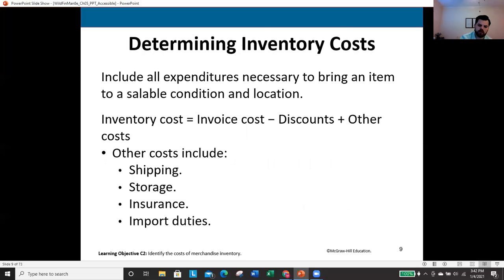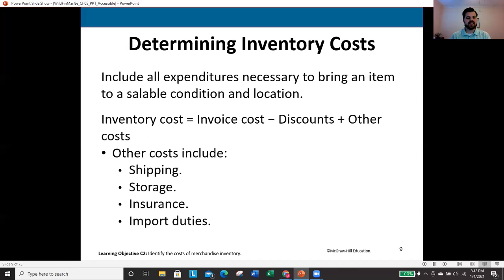Now, the next thing we want to do is look at determining the cost of our inventory. So a couple of things we need to consider here. One, the invoice cost. Is that important? Certainly it is. So I don't want you to get so wrapped up in all the other stuff that you forget the most obvious piece, right? If the price tag says $500 for something, that certainly has to be included. But there are some other things we should consider.